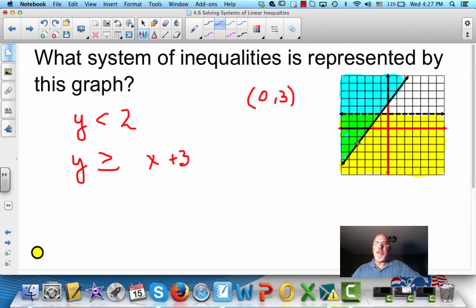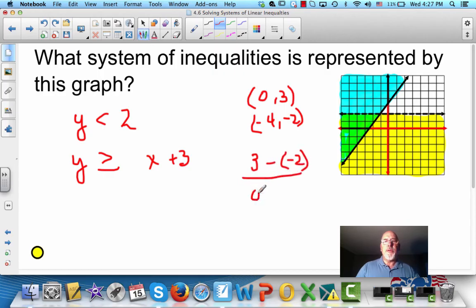That crosses right at the intersection. 1, 2, 3, 4, 1, 2. So (-4, -2). So we go y2 minus y1 over x2 minus x1, and that gives us 3 plus 2, which is 5, over positive 4. So we come over here and we put 5 over 4, x plus 3, and that's our system of inequalities.